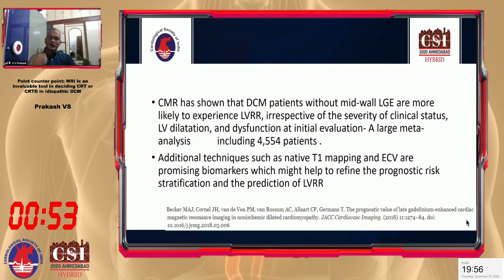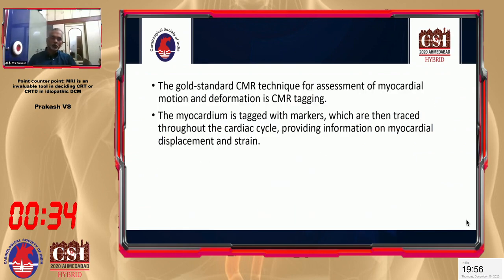So, prediction of left ventricular reverse remodeling. If you're looking at left ventricular reverse remodeling, the most important factor is the LG. LG absence, you'll find them reversing, and especially even if their LV function is poor at starting, whereas those who have LG positive or who have higher extracellular volume would obviously fare less well.